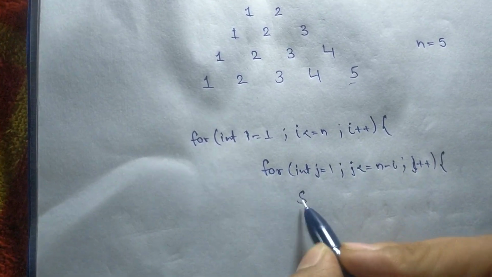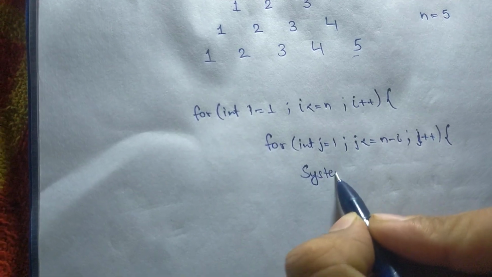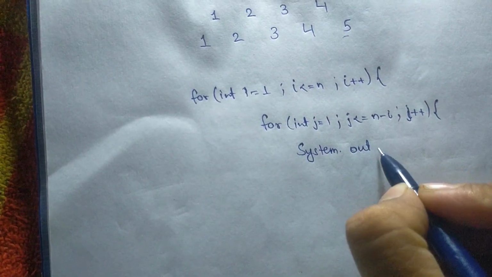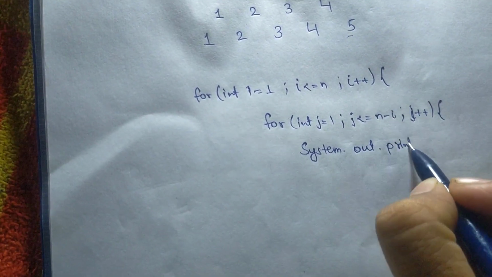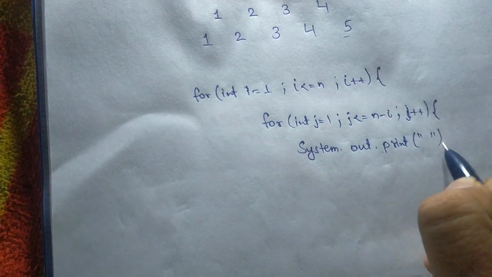I am printing this for a space, System.out.print. We are printing space.